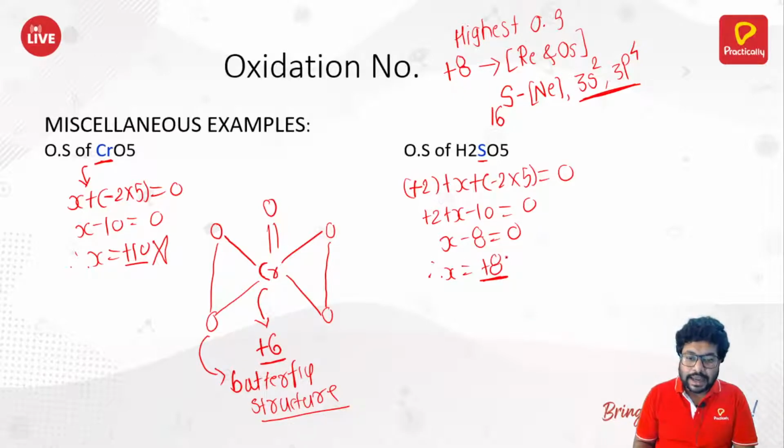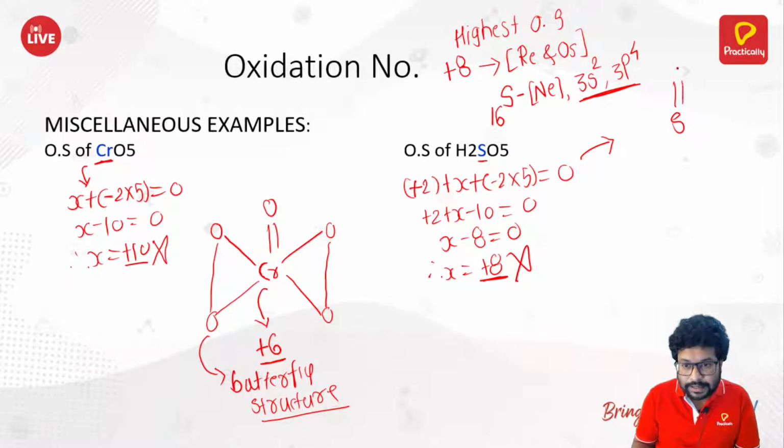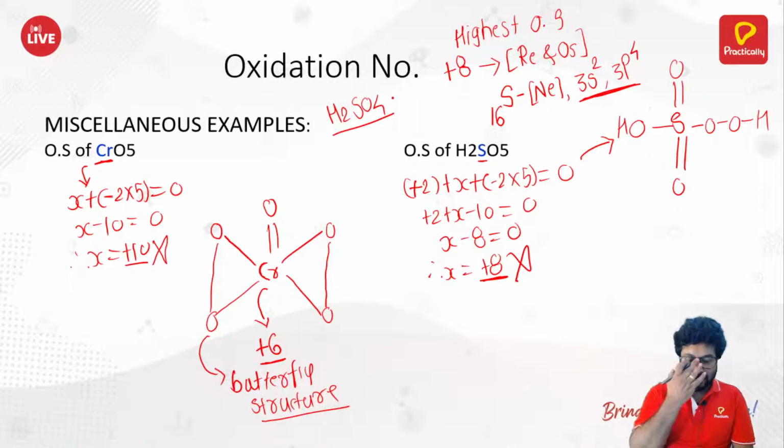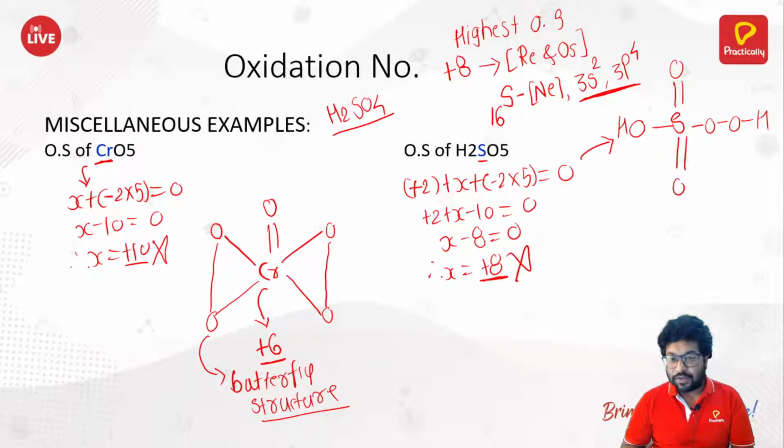That's the reason sulfur shows oxidation states ranging from -2 to +6. That means this +8 is not right, and there must be some catch. And what is that catch? The catch you will come to know when I draw the structure. The structure of H2SO5 is S double bond O, S double bond O, O, OH, and OH on this side. So this is peroxymonosulfuric acid. You know that H2SO4 is called sulfuric acid. We already know that right from our childhood. It's the king of acids.